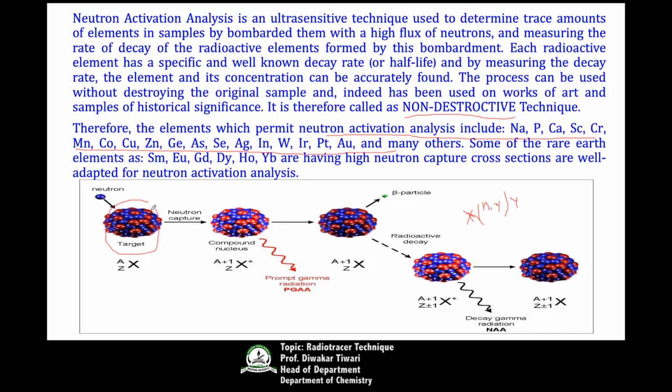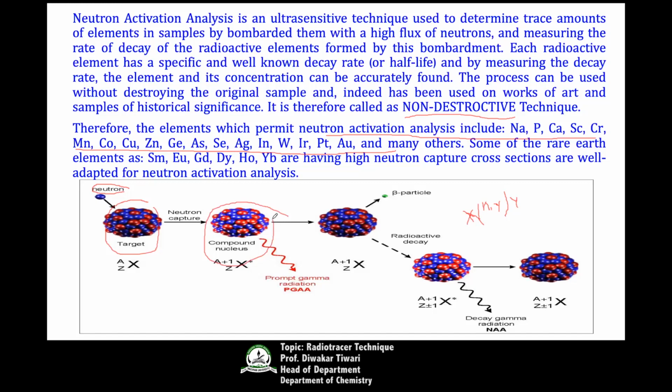This is your target atom, say X, having atomic number Z and atomic mass A. The neutron is called the projectile. With this projectile, the target is irradiated, and the nucleus can capture this neutron, forming the compound nucleus.